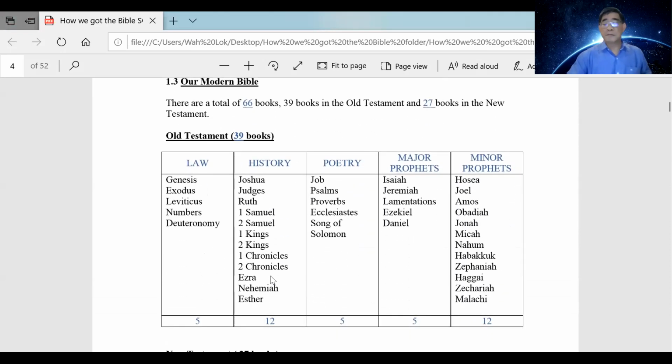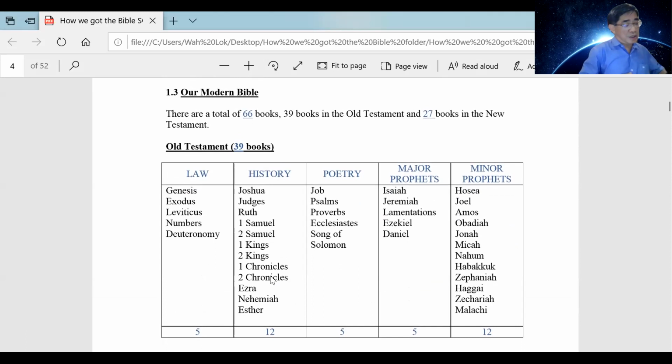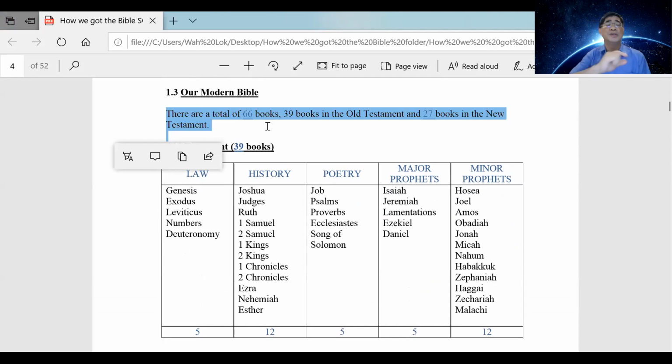Okay, now we come to page 2 of your notes. Hope you're still following and able to read. Our modern Bible, very simple, has a total of 66 books. You can see highlighted there, 39 books of the Old Testament and 27 books of the New Testament. So we have 66 books in the modern Bible: 39 in the Old Testament and 27 in the New Testament.